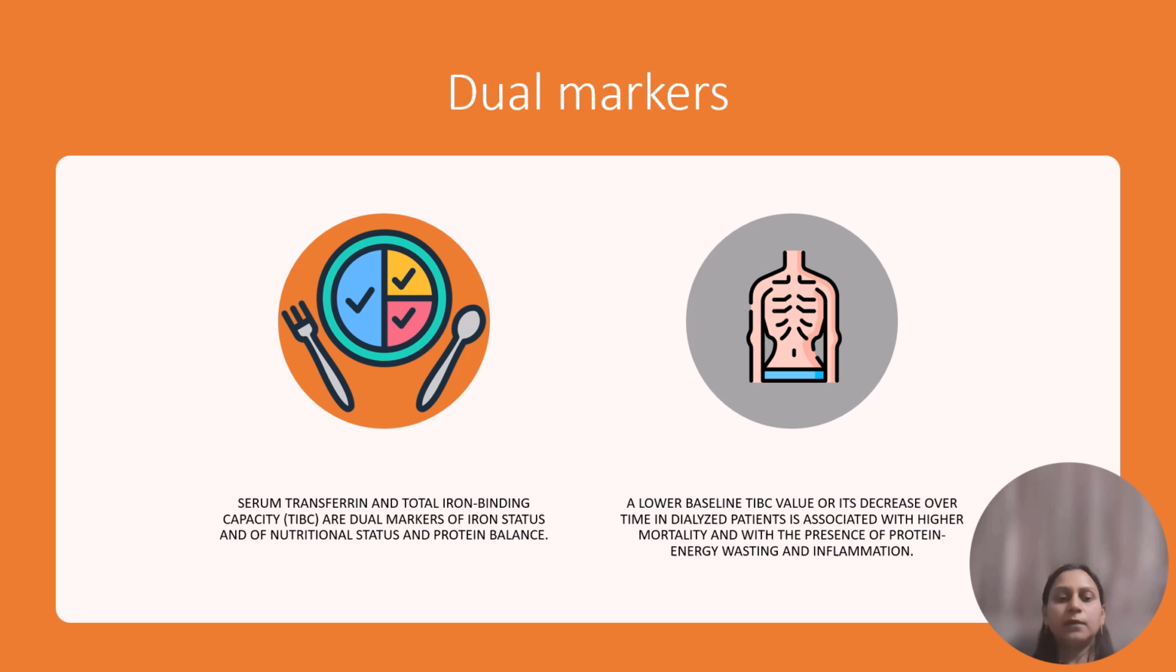Serum transferrin and TIBC are dual markers because they are not just markers of iron status but also of nutritional status and protein balance. A lower baseline total iron binding capacity or its decrease over time in patients who are on dialysis is suggestive of protein energy malnutrition, and such patients are at increased risk for mortality.